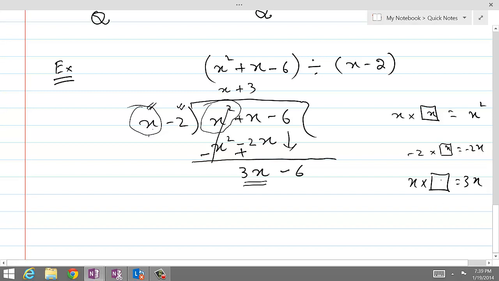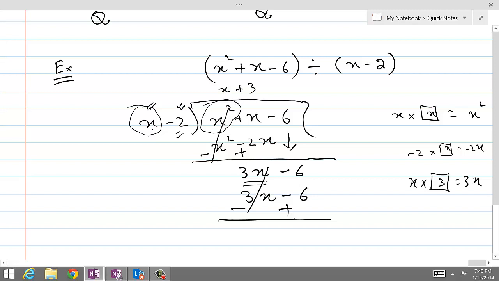This is plus 3 here. So plus 3, and now x multiplied by 3 will give us 3x, and because we multiplied x with plus 3, now we are going to multiply this minus 2 with the same number. Minus 2 times plus 3 will give us minus 6. And if we change the signs here, we see that 3x take away 3x cancels out.